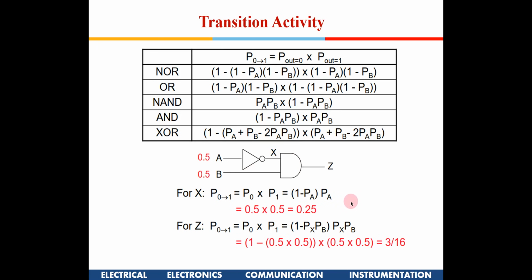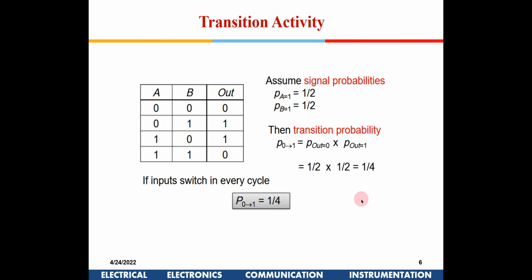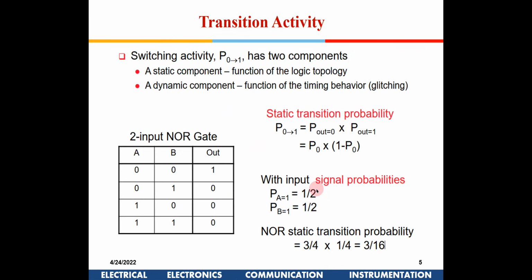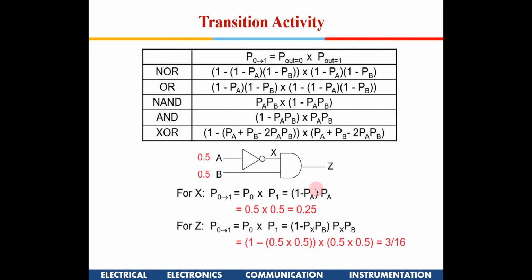So this is the transition activity. Now our aim will be to try and minimize these transition activities. In the overall scheme of things, if I go back to this equation, to reduce power I can reduce alpha, reduce C load, reduce VDD, or reduce the clock. In all the circuits we are going to see today, we will be targeting one of these four factors. That's how the low power techniques work.